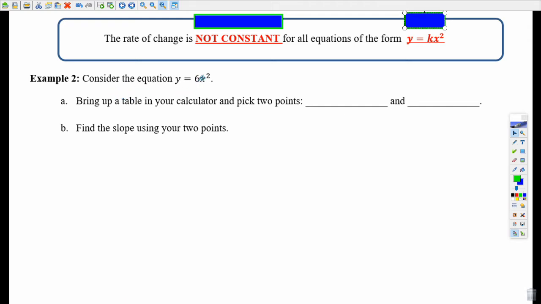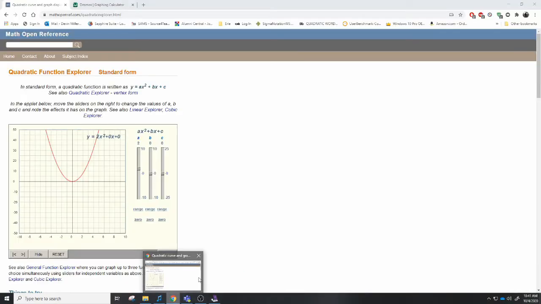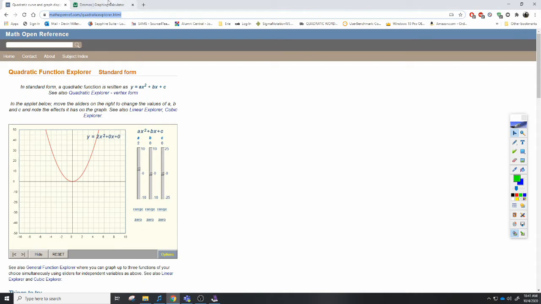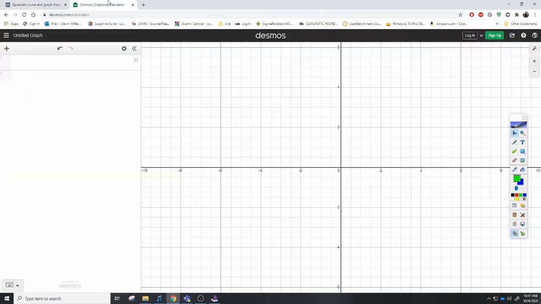Consider the equation y equals 6x squared. So we still have the x squared there. We're going to bring up a table in the calculator and pick 2 points and then find the slope using the 2 points. So I'm just going to do this, obviously not in the calculator, but in the Desmos calculator. We're going to type in y equals 6x, and then to put the squared, you have to put the arrow, shift 6 is what I press, and then 2.